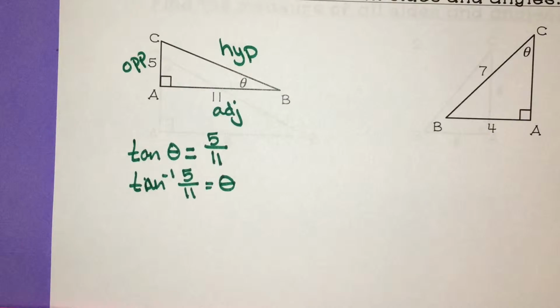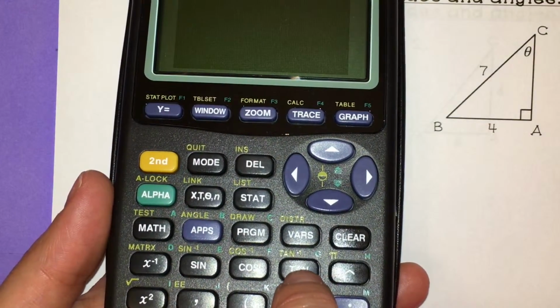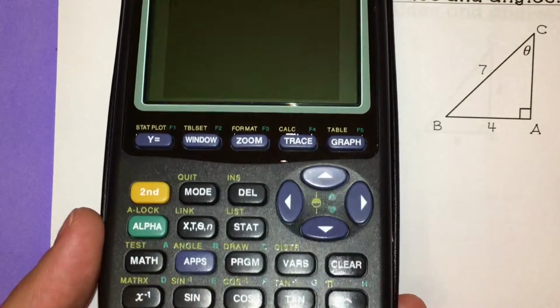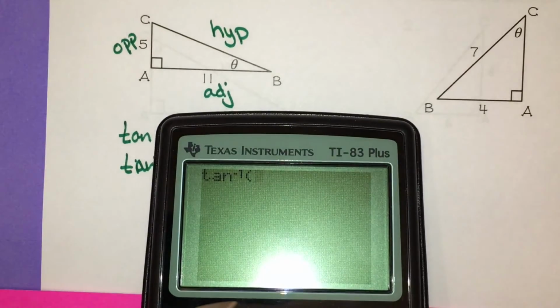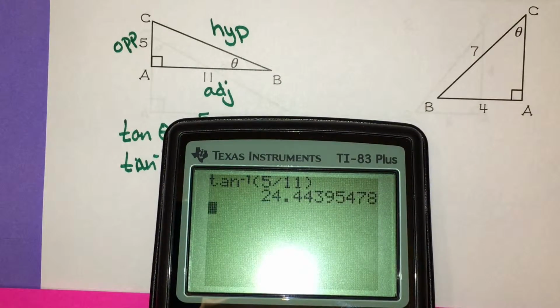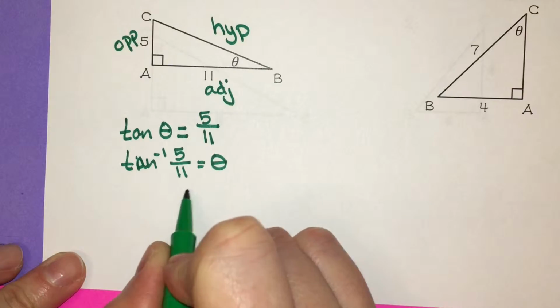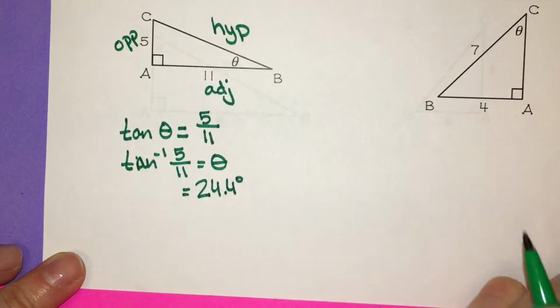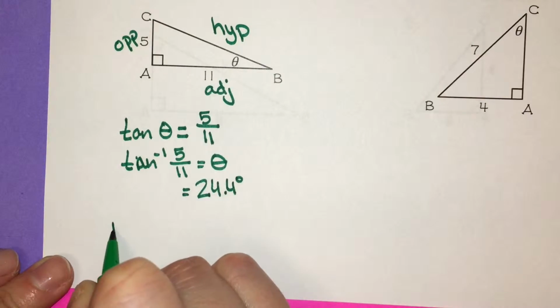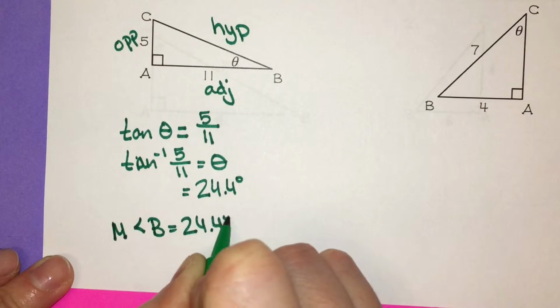All right, so I'm just going to simplify this. On my calculator, the second function of tangent is the inverse tangent. So I'm going to press second, tangent, so I get the inverse tangent. I'm just going to type in 5 divided by 11. I'm going to close my parentheses, and it gives me 24.4439. It keeps going. I'm just going to round to one number after the decimal place, so to the tenths spot, so 24.4. So that means my angle is equal to 24.4 degrees, and that is angle B. So I know that the measurement of angle B is equal to 24.4 degrees.